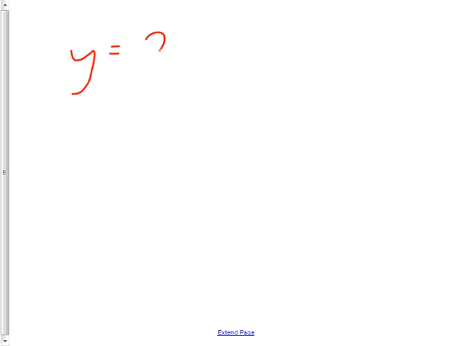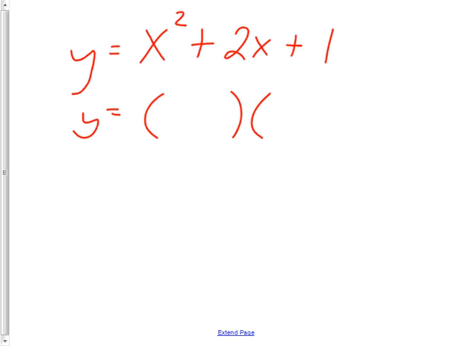Y equals, let me make it even simpler. We'll just say x squared plus 2x plus 1. Write that down. Now I want you to factor it. What do you get when you factor it? X plus 1 and x plus 1.